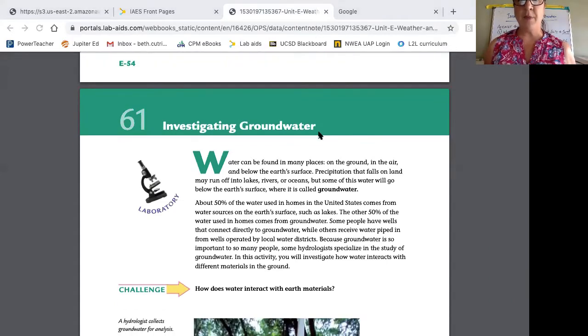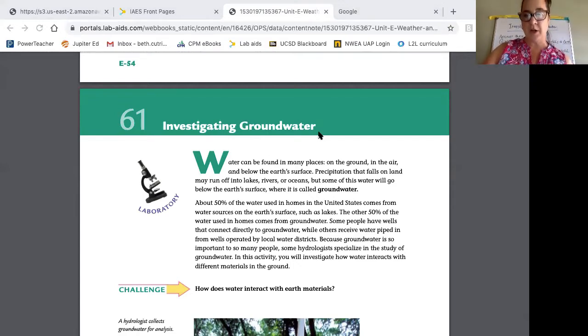Water can be found in many places, on the ground, in the air, and below the Earth's surface. Precipitation that falls on land may run off into lakes, rivers, and oceans. But some of this water will go below the Earth's surface. This is where it's called groundwater. So that's our key vocabulary for today. Groundwater is what we're going to be talking about.